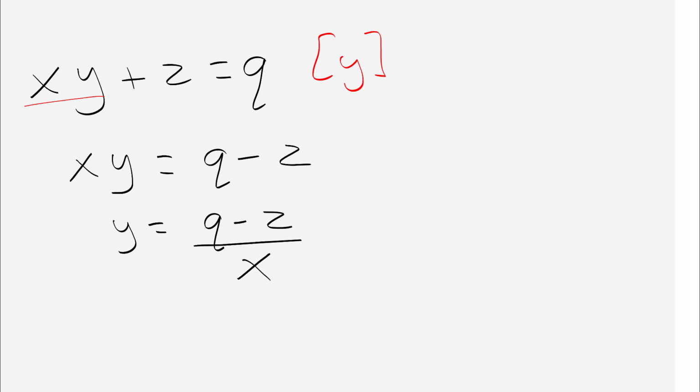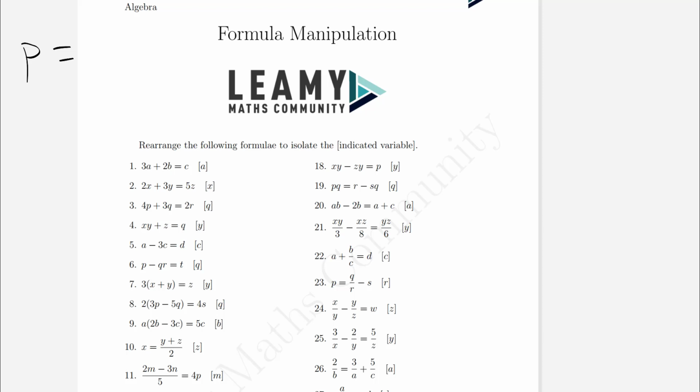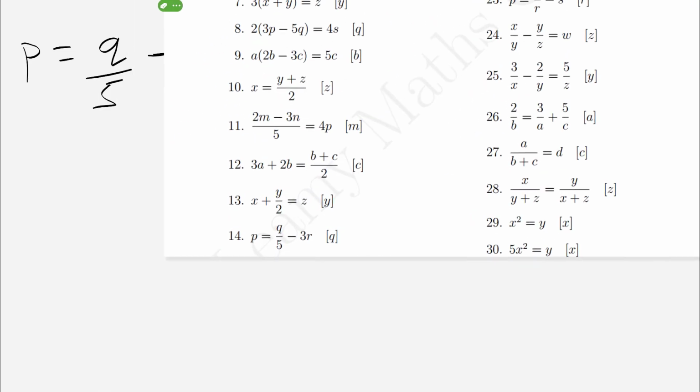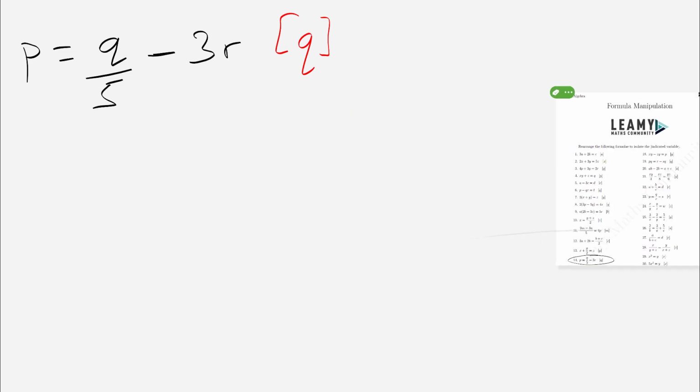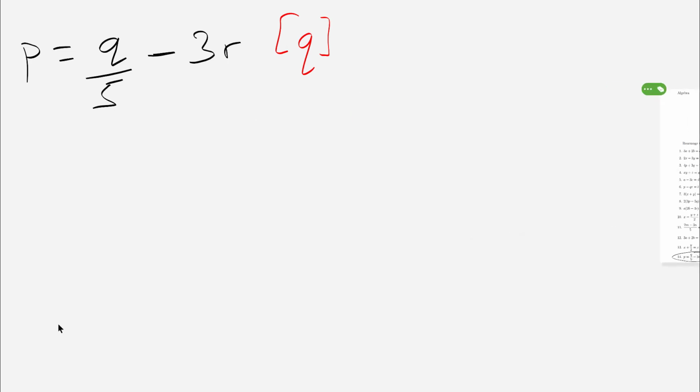As you can see here, formula manipulation is really just your basic algebra rules, but oftentimes with letters rather than numbers. Let's pick it up a notch and look at a slightly more difficult example. The one I'm going to do with you this time is question 14. P equals Q over 5 minus 3R, and this time I want to get Q on its own.